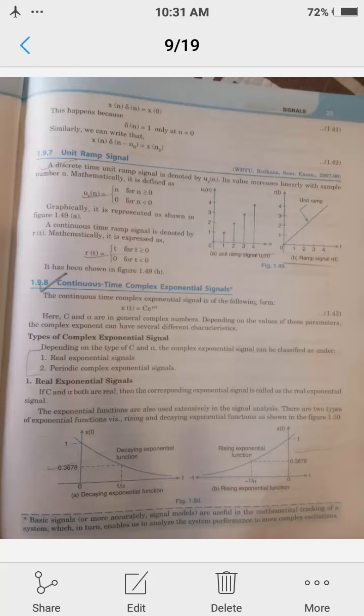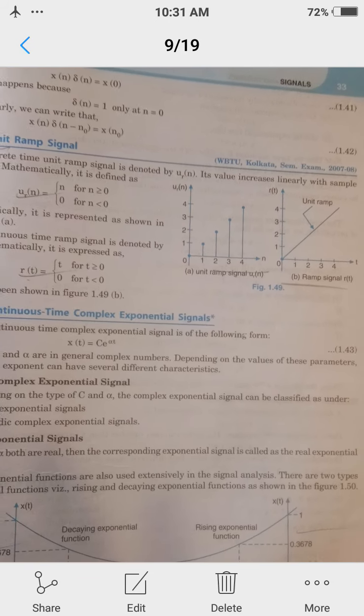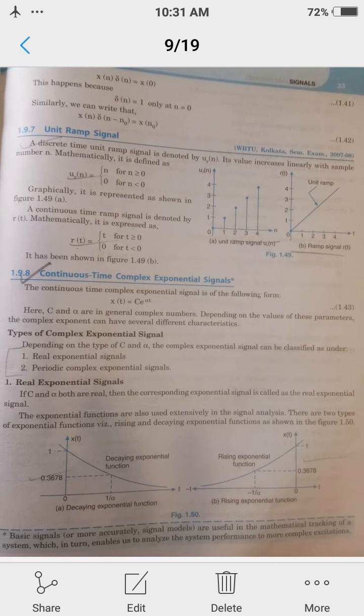डियर स्टूडेंट्स, हमने एलिमेंट्री सिग्नल्स पढ़ चुके हैं. What are elementary signals? That is impulse signal, unit step signal and ramp signal. यूनिट रैम्प सिग्नल आप देख भी रहे होंगे स्क्रीन पर. You are having unit ramp signal on your screen.